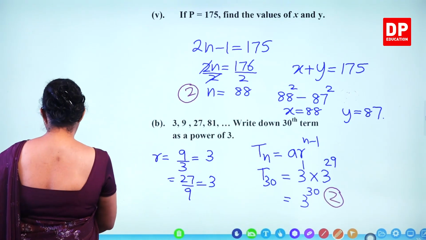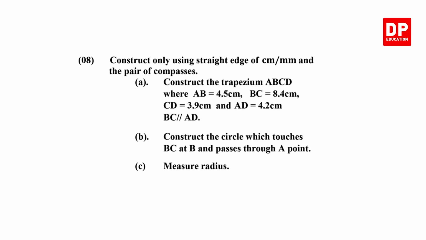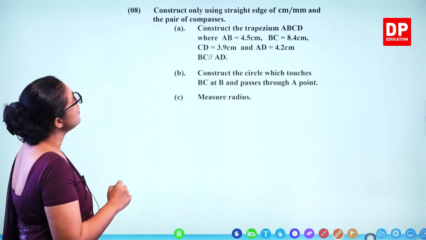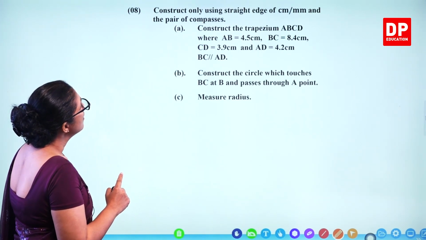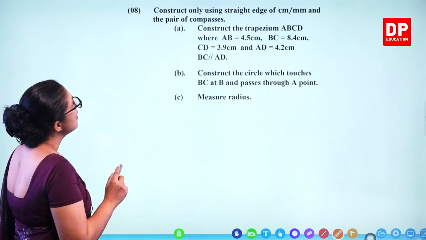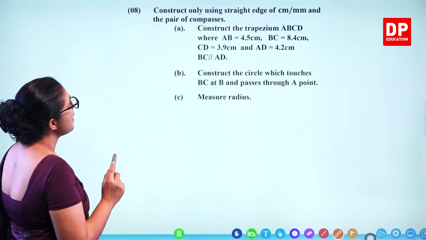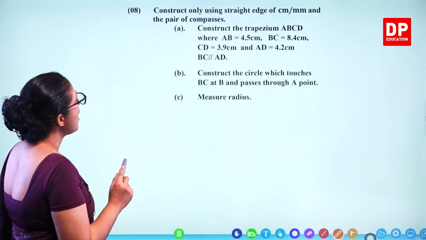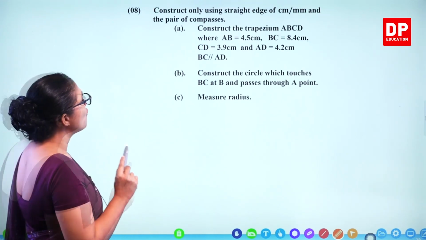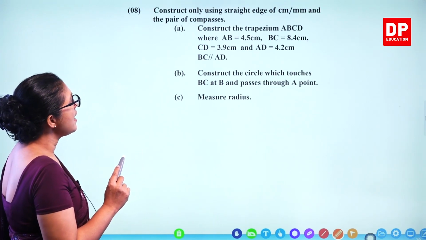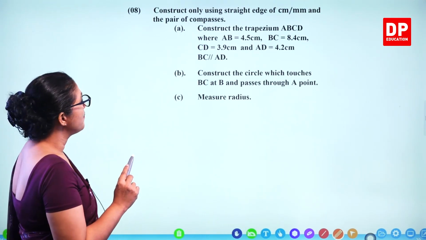So we give 10 marks for that. Now construction questions. Question number 8. So you have to use only the straight edge and the pair of compass. So 3 parts are there. Construct the trapezium ABCD where AB equals 4.5, BC equals 8.4, CD equals 3.9 and BC is parallel to AD.